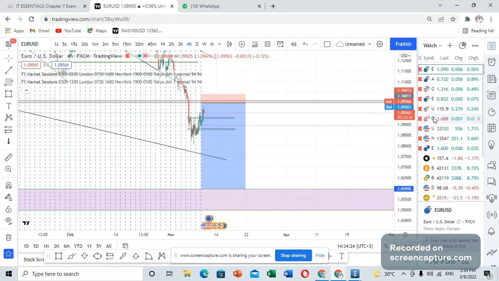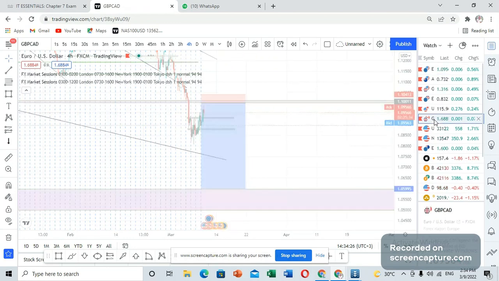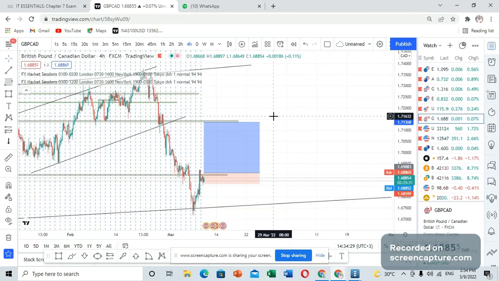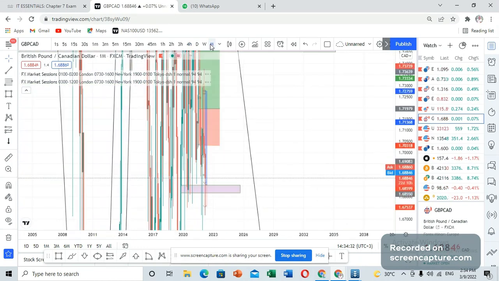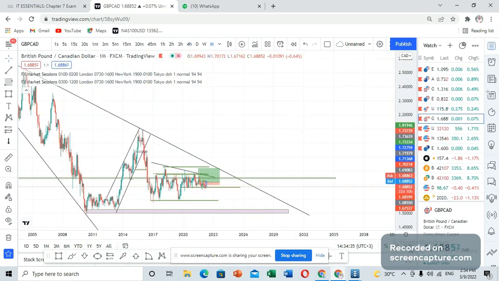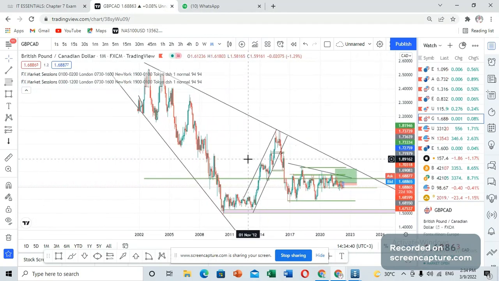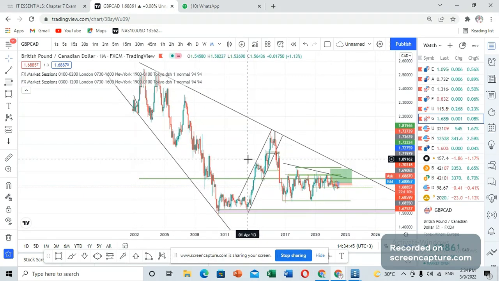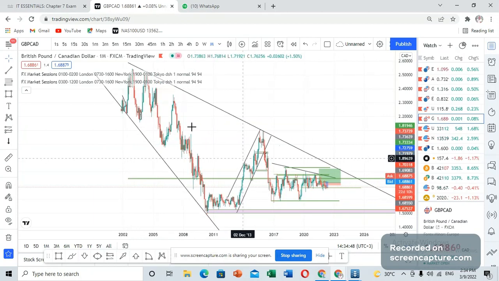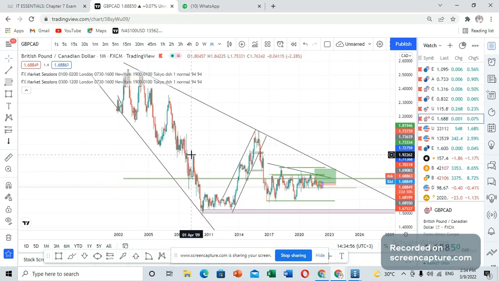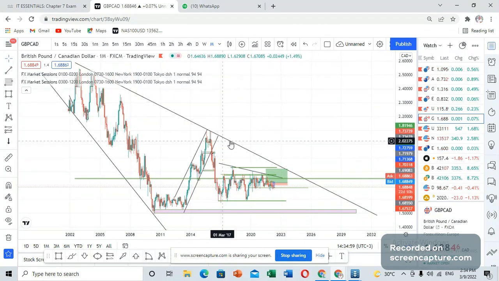Today we will be looking at the GBP/CAD. We'll start from the higher time frame and then come down to the smaller time frames. Looking at the GBP/CAD from the monthly time frame, you can see that we have been experiencing a lot of general downward movement, followed by some upward movement, but still respecting that downward pattern. You can see that this upper trend line has always been respected.